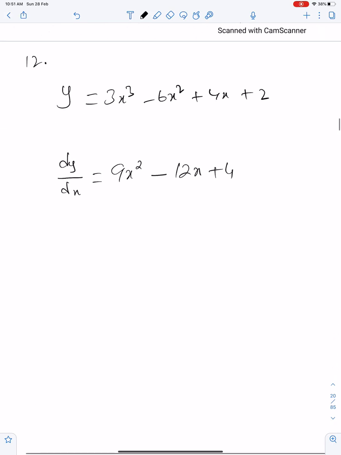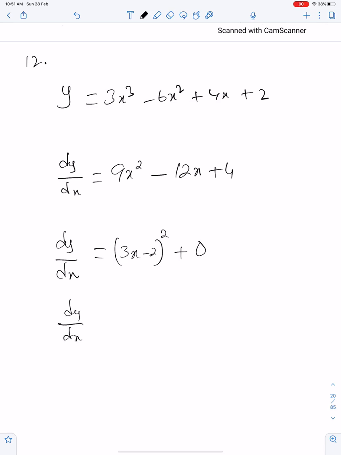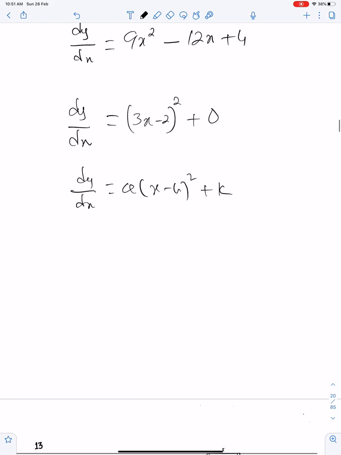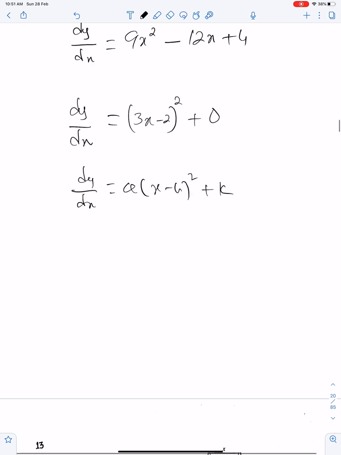Now get it simplified into completed the square form. So the completed the square form will be this. Now compare this with this standard quadratic expression. When you compare this with the standard quadratic expression, you will see that h is 2 upon 3 and k is 0.